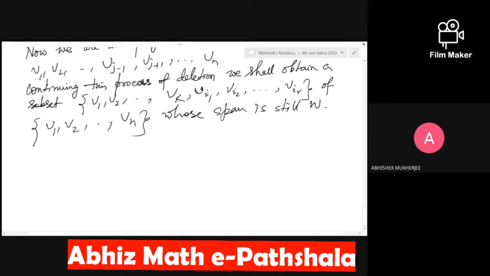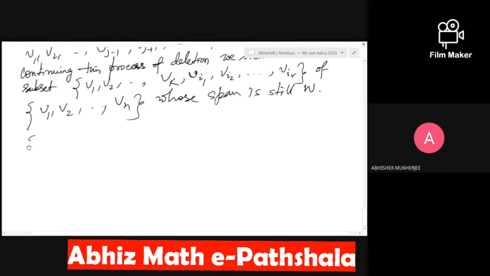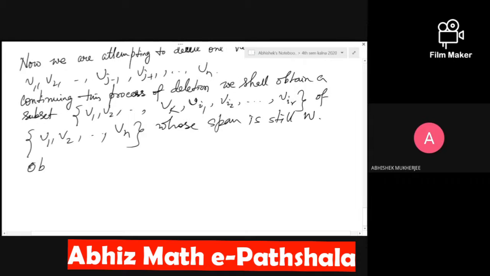So that is interesting. And observe that after deletion, the set we have obtained is this. This set contains no element which is a linear combination of the preceding vectors. Because if it had one, then we would delete that vector and get another set of vectors whose span is again W. Since this is the last stage that we have considered, the deletion has been completed. So this set will not contain any vector which is a linear combination of its preceding ones.